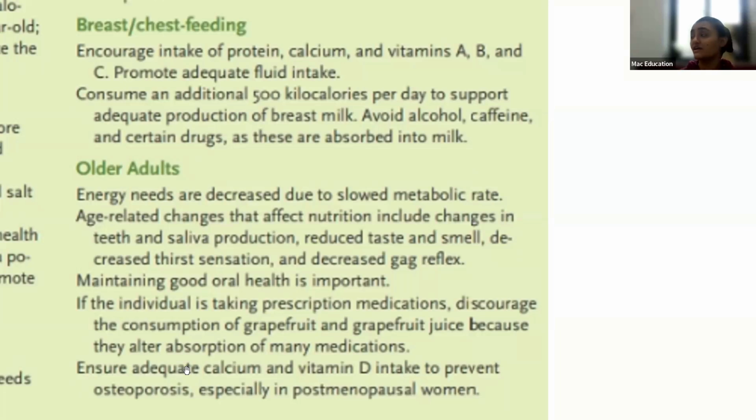Now, due to the age-related changes, the nutritional status will also get affected. For example, during older age, the patient loses teeth, so due to that, the patient cannot consume every kind of food. Due to the changes in the teeth, salivary production also decreases. The sense of taste and smell is reduced, and thirst sensation is decreased. Older adults cannot identify the thirst sensation. The thirst sensation gets reduced in the old age person, and the gag reflex decreases. What is gag reflex?